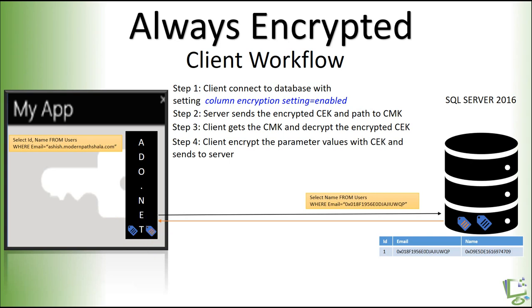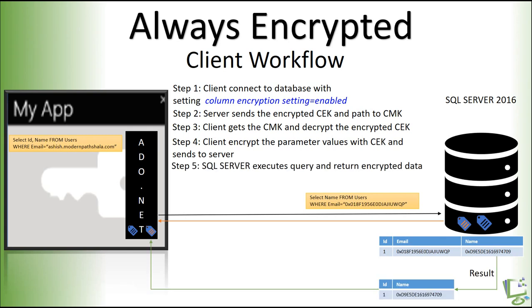Now the client application that wants to execute a query on SQL Server encrypts the query parameter using the decrypted CEK and passes the encrypted query over the wire. So anyone looking at the wire cannot get any information as the query parameter is encrypted. SQL Server receives the encrypted value of the parameter email. Now SQL Server executes the query on the database and returns the result back to ADO.NET.